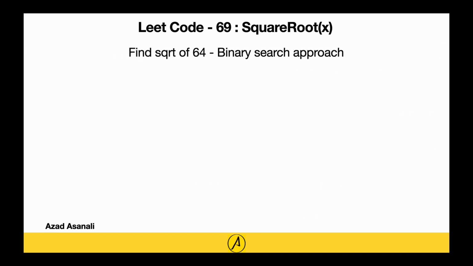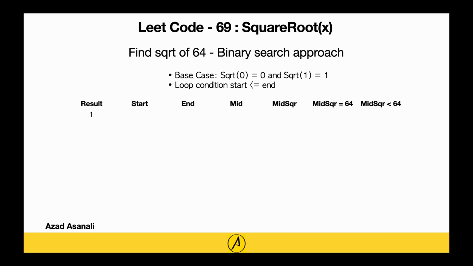by the binary search approach. Here I took the input of 64 in order to explain better. Same as before, we fix the base cases for the square root of 0 and 1 to 0 and 1 respectively. Instead of looping from 2 to 64, we fix a condition: whether the start, which is 2, is less than or equal to the end, which is 64. That's our loop condition. First we fix the result as 1. We start from 2 and end with 64. We find the midpoint, which is 33, and check the midpoint square, which is 1089.